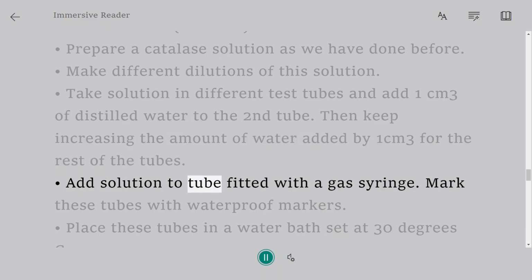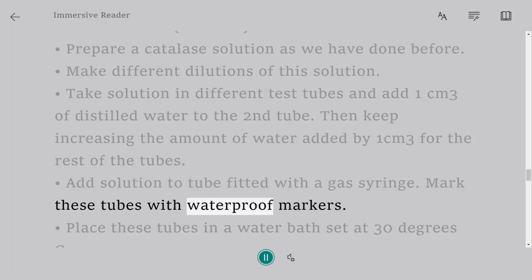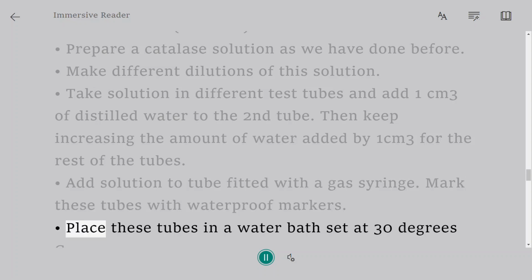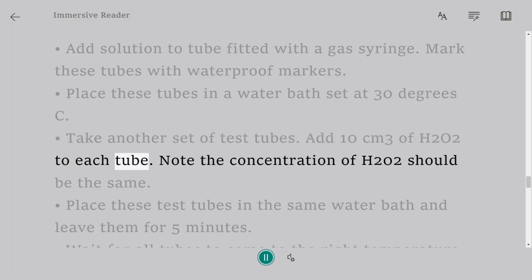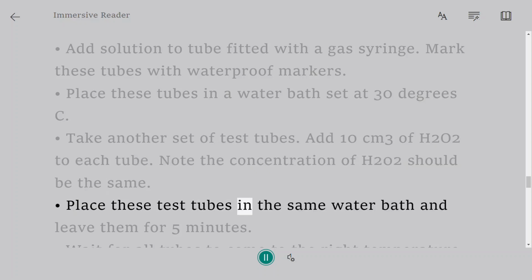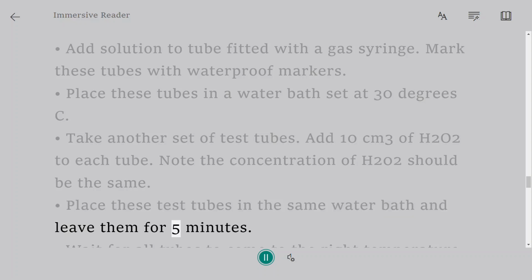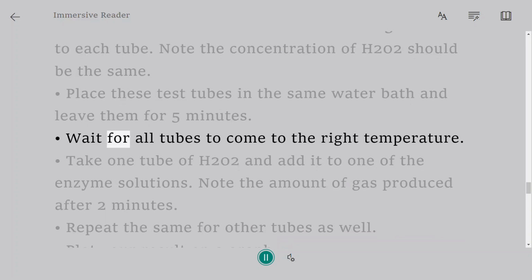Add solution to a tube fitted with a gas syringe. Mark these tubes with waterproof markers. Place these tubes in a water bath set at 30 degrees Celsius. Take another set of test tubes. Add 10 cubic centimeters of H2O2 to each tube. Note the concentration of H2O2 should be the same. Place these test tubes in the same water bath and leave them for 5 minutes. Wait for all tubes to come to the right temperature.